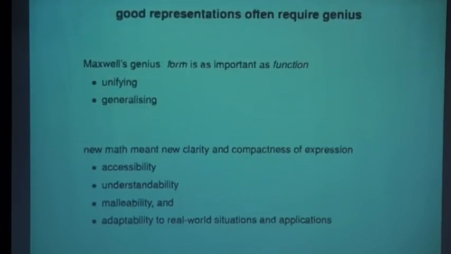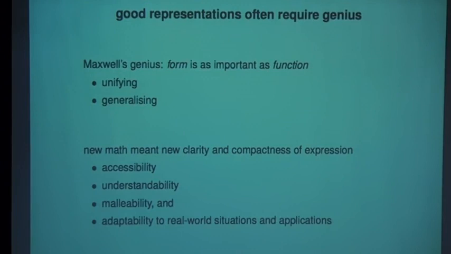But Maxwell's genius is that he understood that the form of the physical theory was as important as the function of the mathematics behind it. And he invented a new way of writing down the mathematics involved that unified and generalized the theories of the various people who came before him. And that meant a new clarity, compactness in the physical theory, and it meant many, many more people could understand it, could work with it, and could adapt it to real-life situations.